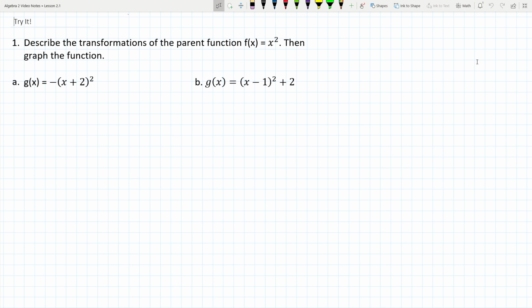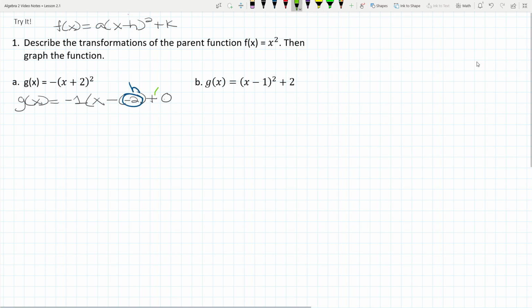Okay, so let's go over the problems. So for the first one, again, let's write out the vertex form. So the vertex form is f of x equals a times x minus h squared plus k. All right, so we're going to rewrite this guy so that it looks like vertex form. So we got negative 1, there's an invisible 1 there, x minus negative 2 plus k, or plus 0, sorry, plus 0, and that's going to be our k. So this right here is our h, this right here is our k, and this right here is my a.